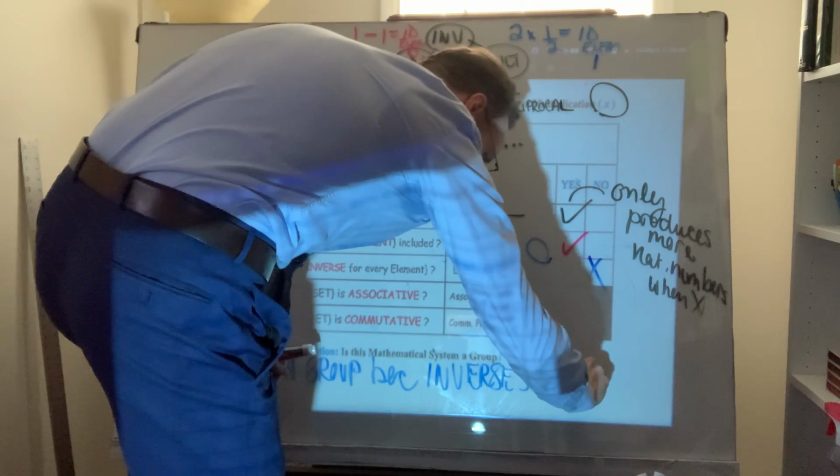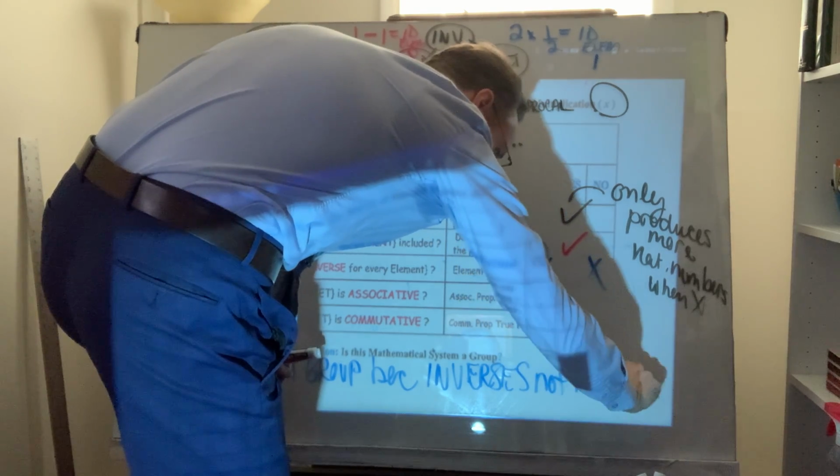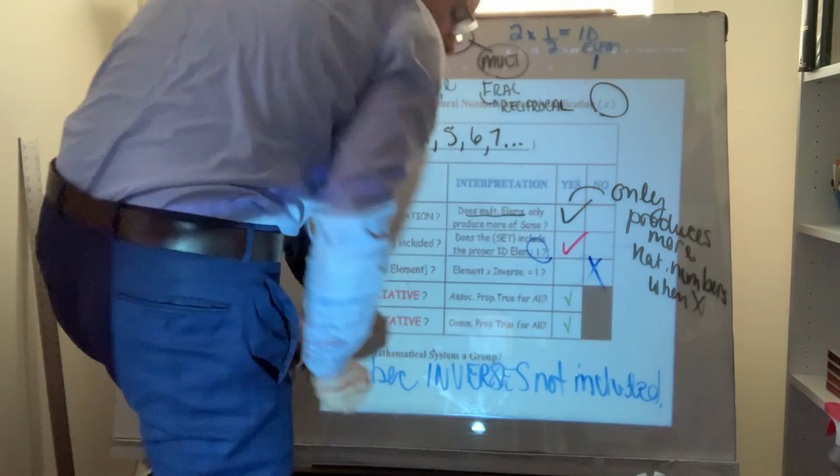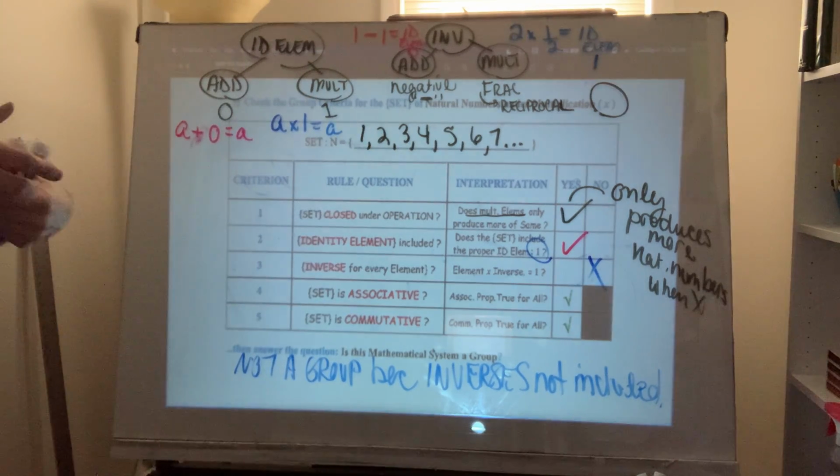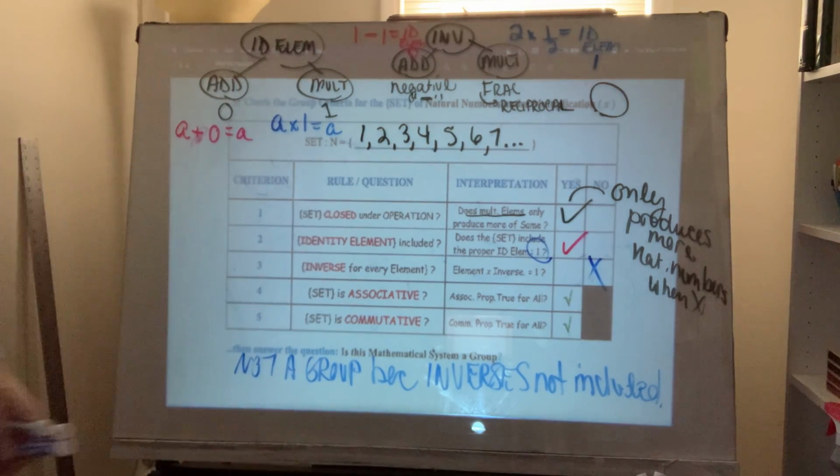Like batteries not included. Okay. We would need to have fractions, and they're not going to happen here. Not for the natural numbers as a set, anyway.